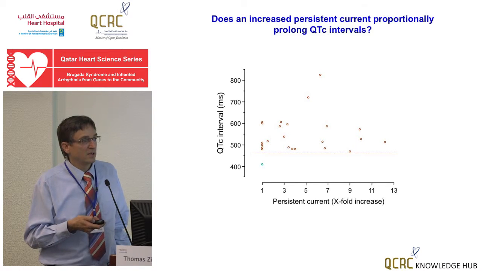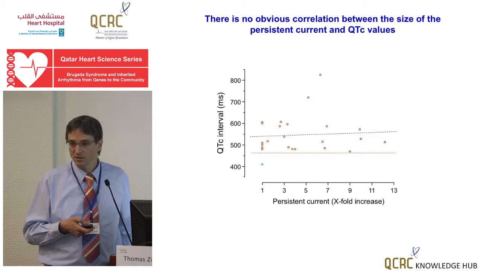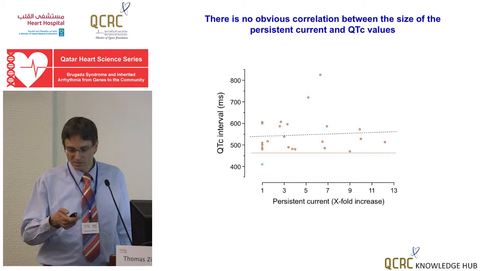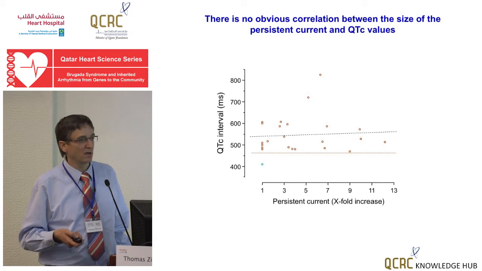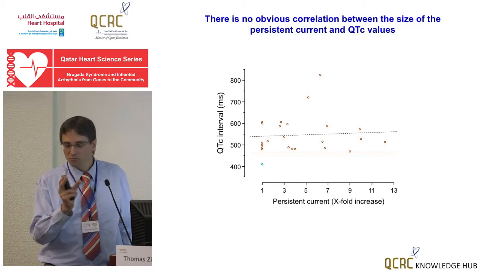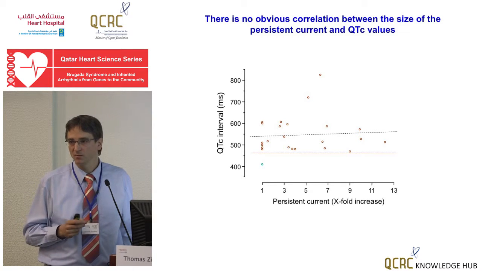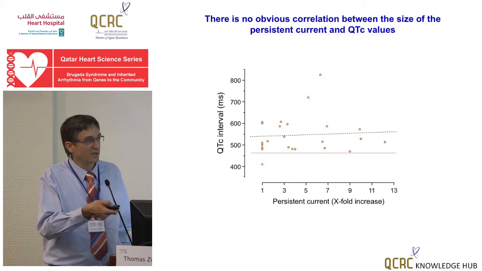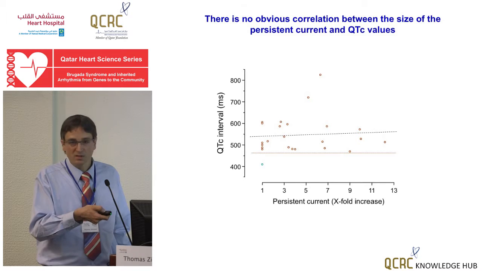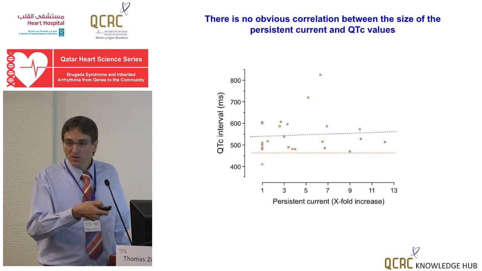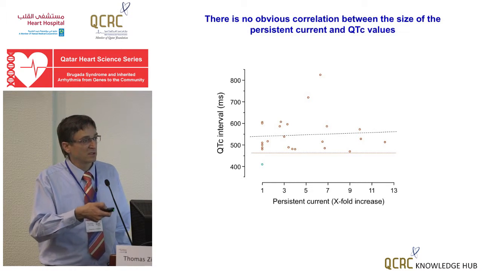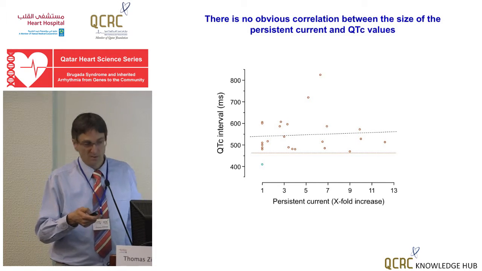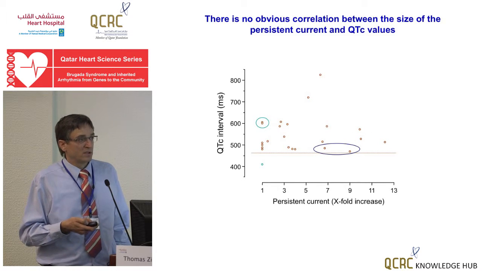So what you can see here is there's actually no correlation. This means you can't easily say that a large persistent current also causes a very strong prolongation of the QTc interval. That's not the case. You have some here, for instance, with borderline QTc values but large persistent currents. There are no persistent currents in some mutations here, for instance, but quite large or long QTc intervals. So what is the reason?